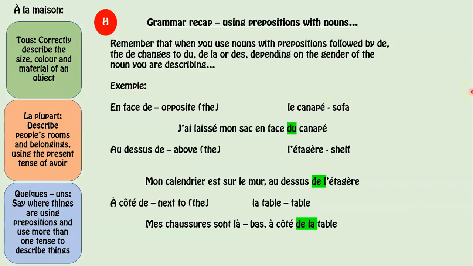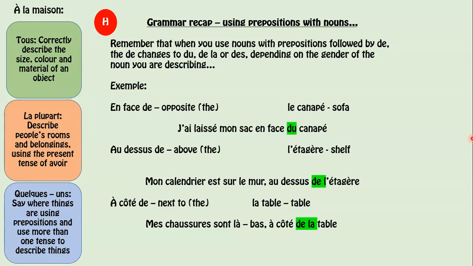Bon, okay, quick grammar recap using prepositions with nouns. This is especially aimed at higher students because this is important for your writing and speaking. So you need to remember that when you use nouns with prepositions followed by de, the de changes to du, de la, or de l', depending on the gender of the noun you're describing. Okay, so for example, if you've got a preposition like en face de, opposite, à côté de, next to, au-dessus de, above, okay, the de needs to change with the noun that you're describing.